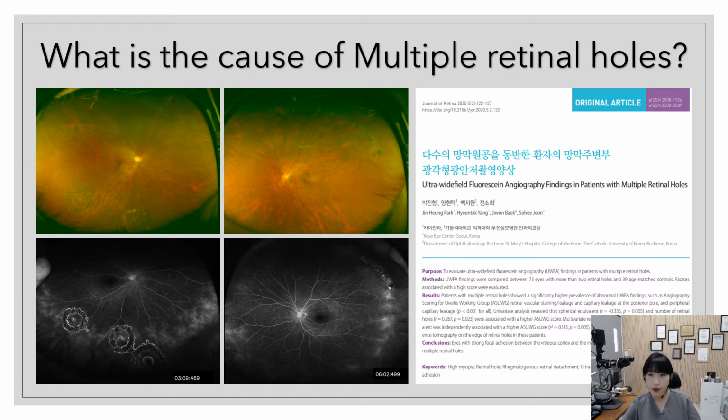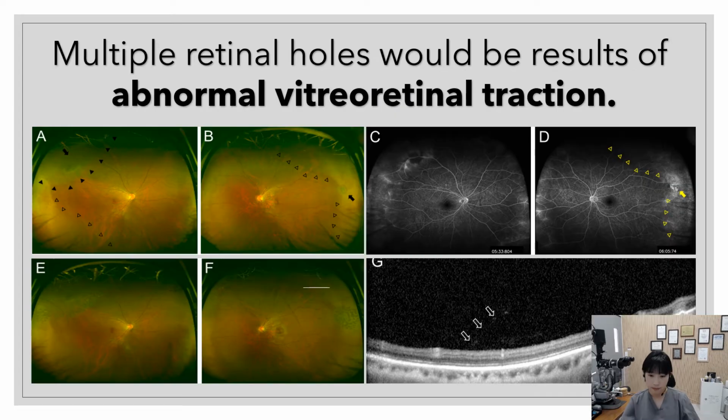A few years ago, I encountered several healthy young patients with multiple retinal breaks. I was curious about the cause of the multiple retinal breaks, so I took the ultrawide field angiography for these patients to find out the answer. On ultrawide field angiography, these patients showed peripheral leakages, especially in areas with retinal breaks.